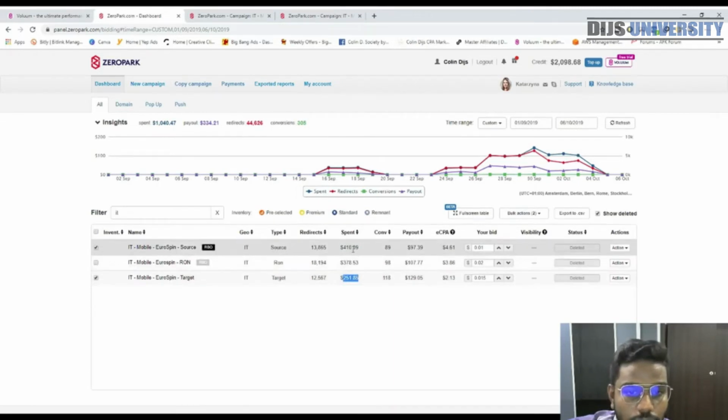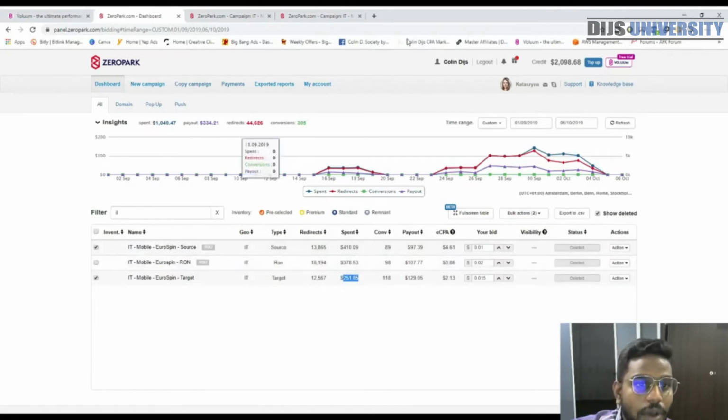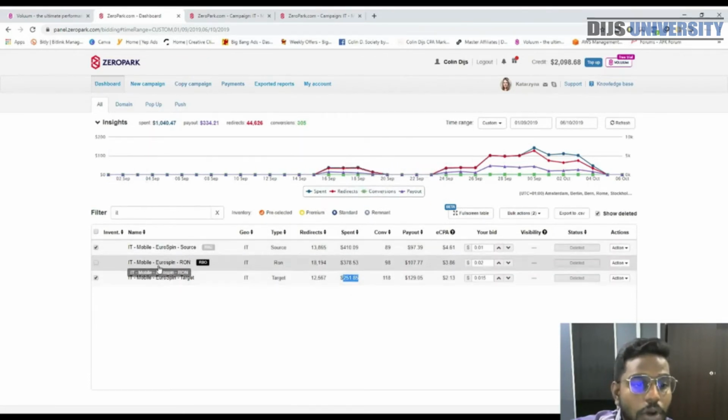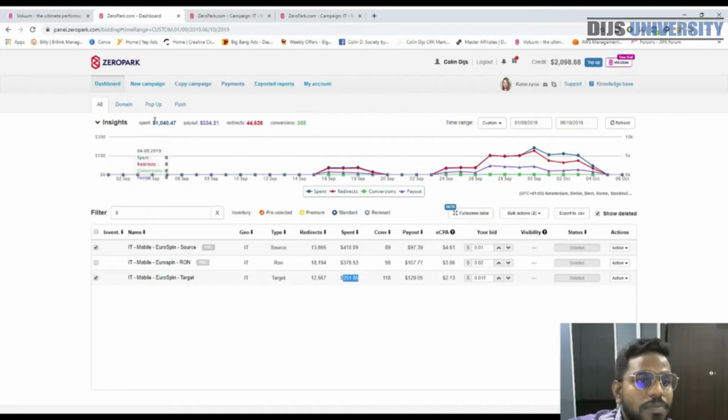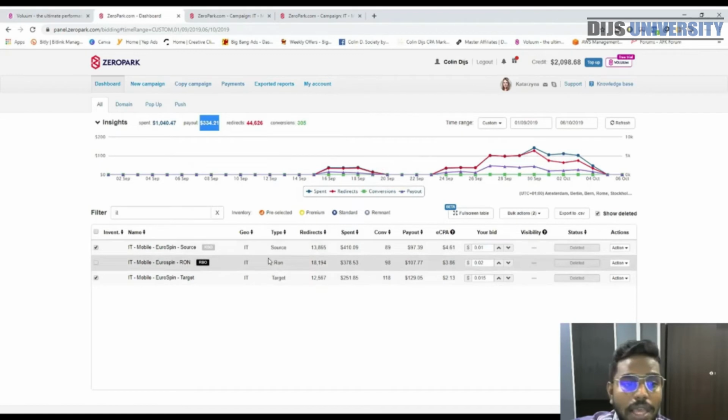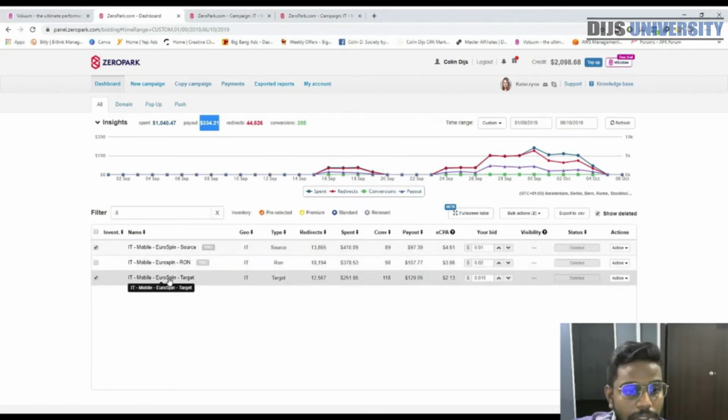$251.85. So the total amount that we spent for all these three campaigns, including the RON, which we never do actually, was around $1,040.47, and we only had a payout of $334.21. So we lost around $700 over there, and the best payout was this target. This is actually the best campaign. You can see we only lost around $100 over here, a little bit something like just $100.